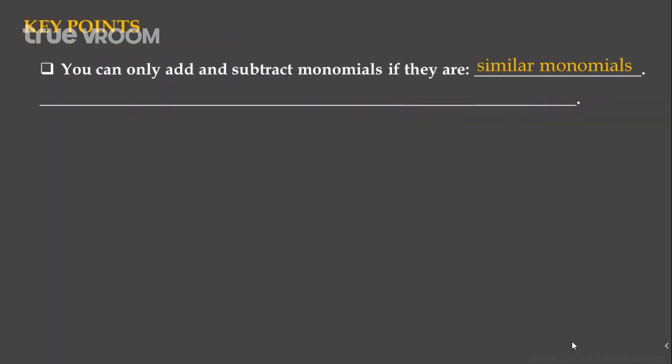Why? Because you can only add and subtract monomials if they are similar monomials. If they are not similar, you cannot add or subtract these monomials. And again, when we say similar monomials, they have the same variable or variables and exponents. All right, can you give me one example of similar monomials, Ramida?